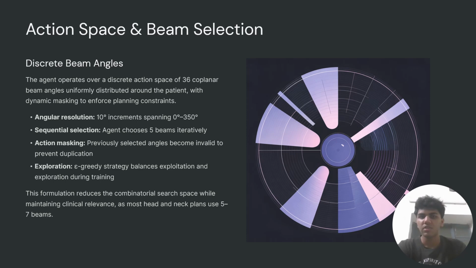We also use an epsilon greedy exploration strategy. This allows the agent to balance exploration, like trying new beam configurations, with exploitation, which is selecting known effective angles based on learned experience. Overall, this formulation keeps the search space manageable while still clinically realistic. For example, in head and neck radiotherapy, typical treatment plans use around 5 to 7 beams, and this model design reflects that practical balance between accuracy and efficiency.